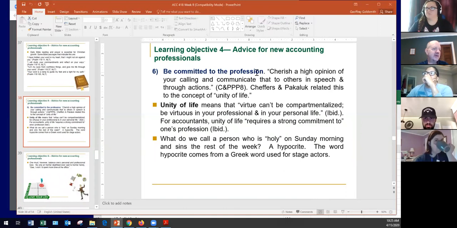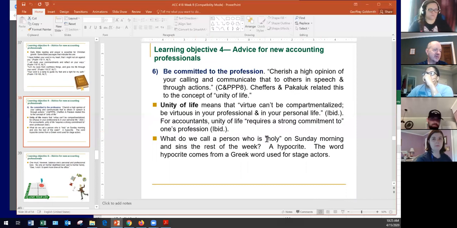Number 6, be committed to the profession. Cherish a high opinion of your calling and communicate that to others in speech and through actions. Jefferson Pojman related this to the concept of unity of life. Unity of life means that virtue can't be compartmentalized. Be virtuous in your professional and in your personal life. For accountants, unity of life requires a strong commitment to one's profession.